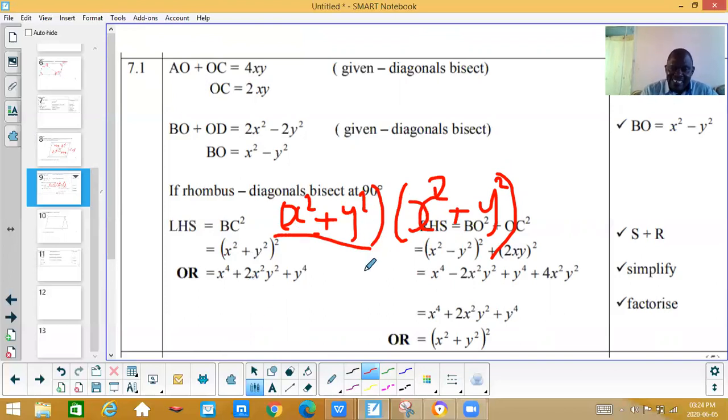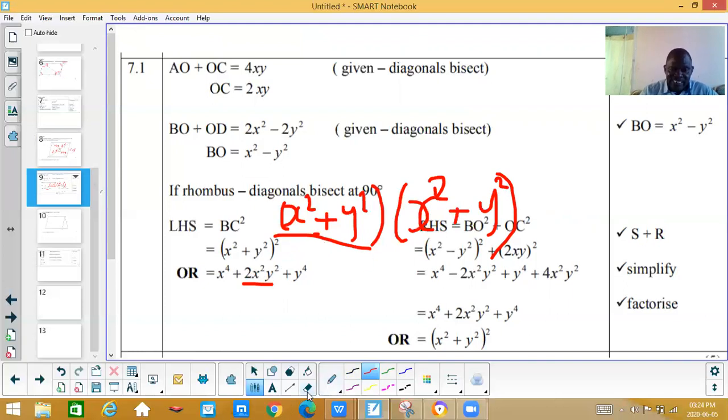Now when you expand this one, x squared times x squared is x to the power 4. x squared times y squared is x squared y squared, and y squared times x squared is x squared y squared. Plus, it gives us 2x squared y squared. And then you multiply y squared times y squared, it is y to the power 4. This is what we have.